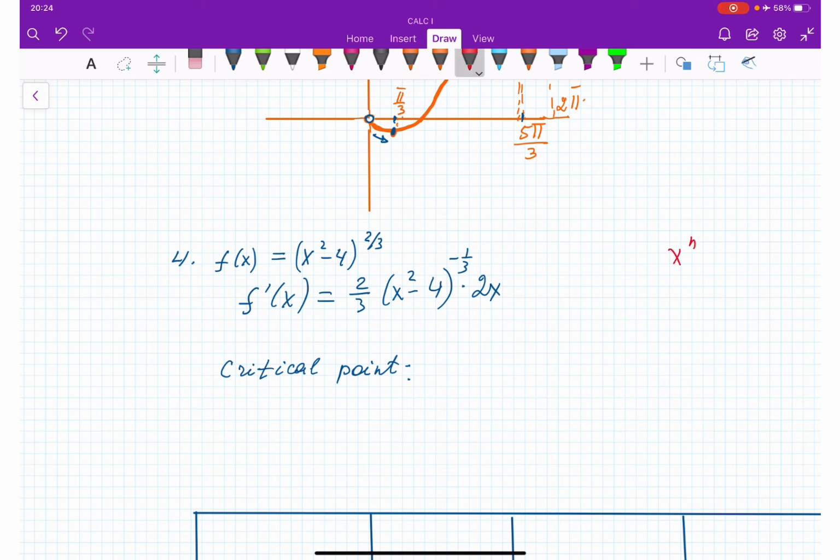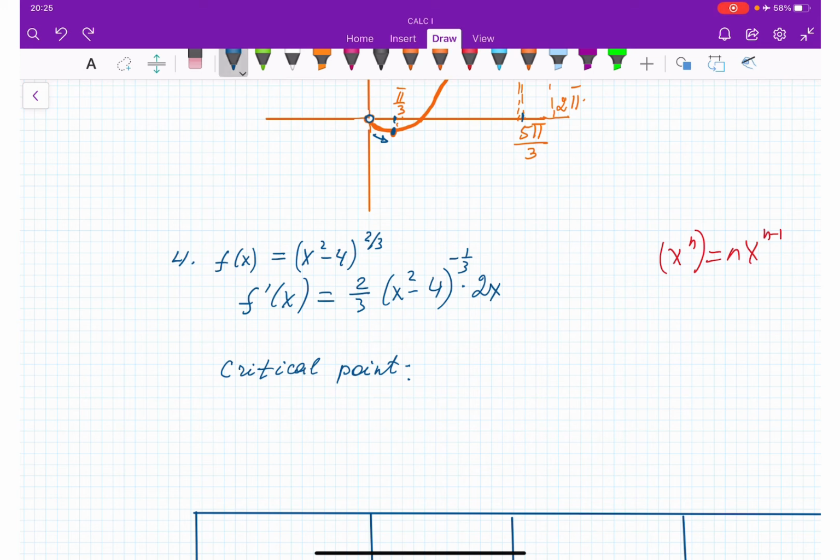The derivative of x to the power n is n x to the power n minus 1. So if we do 2/3 minus 1, we get negative 1/3, right? Okay, so negative 1/3. The derivative of x squared is going to be 2x, and the derivative of 4 is 0. So this is what we get.